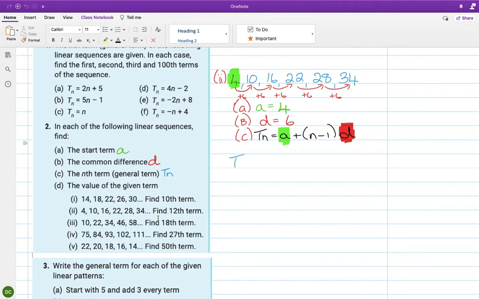So we have Tn equals, so I copy the Tn, I copy the equals. Next, A gets replaced with a 4. The rest just gets copied, so plus bracket n minus 1 bracket. And then the D gets replaced with a 6.